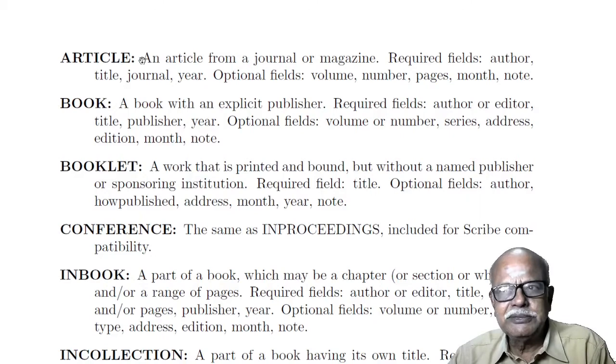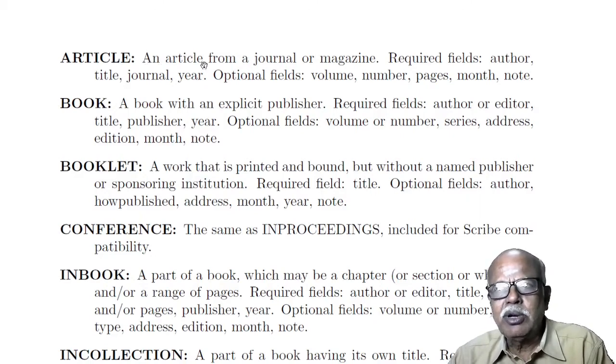article. This refers to an article from a journal or a magazine. Required fields are author names, title of the article, journal, year, and then optional fields are volume, number, pages, month, and note. Similarly, there are other entries possible.